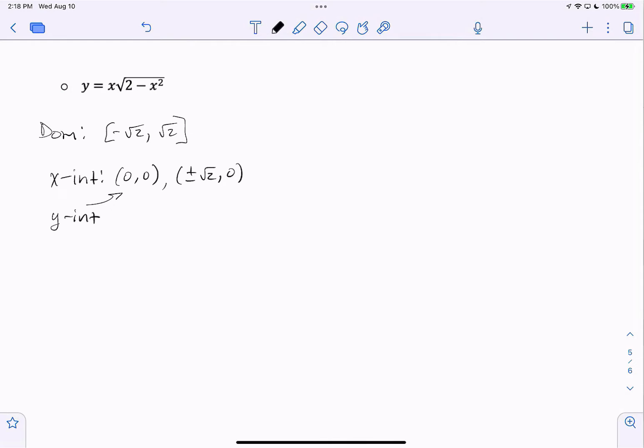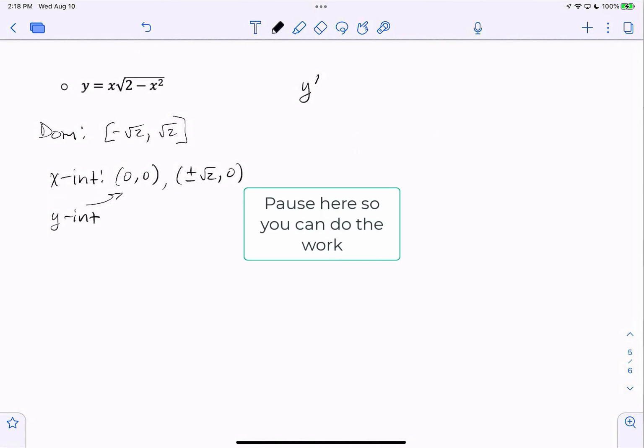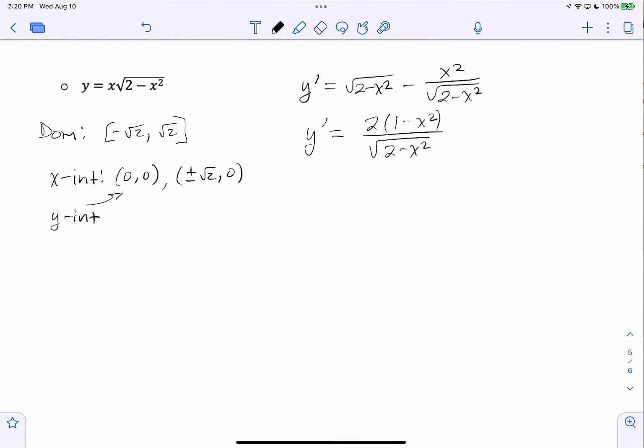So let's go on to the derivative. Y prime. Go ahead and find y prime. Come back when you are done. Using the product rule and chain rule, I get that y prime is 2 times the quantity of 1 minus x squared over the square root of 2 minus x squared.